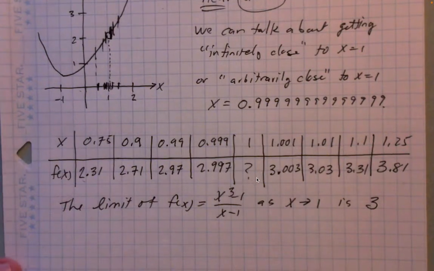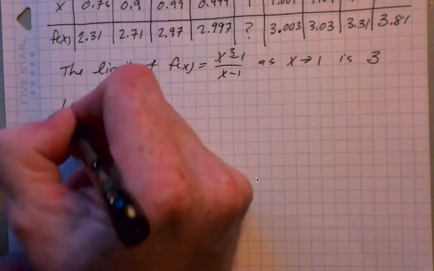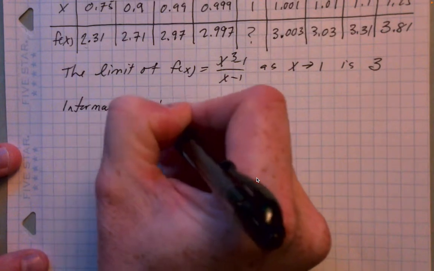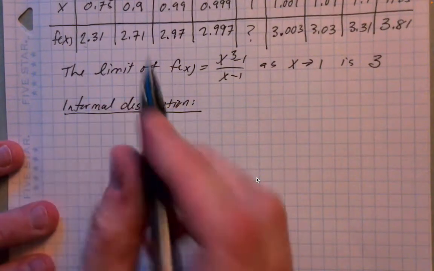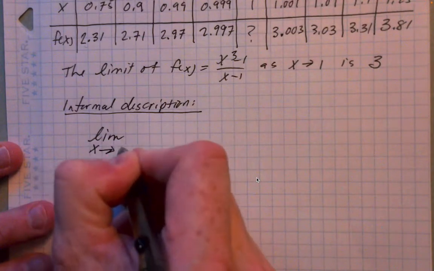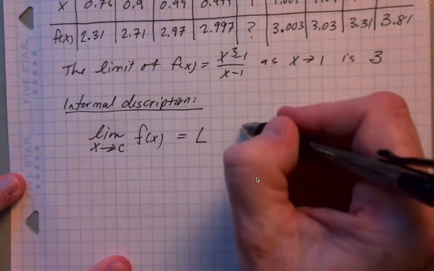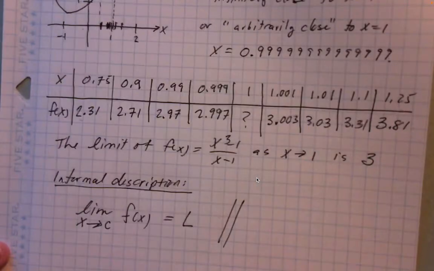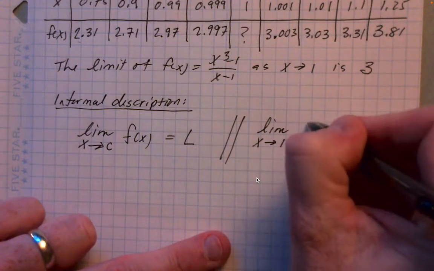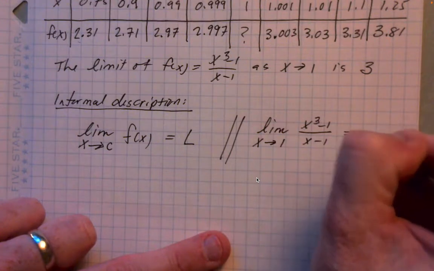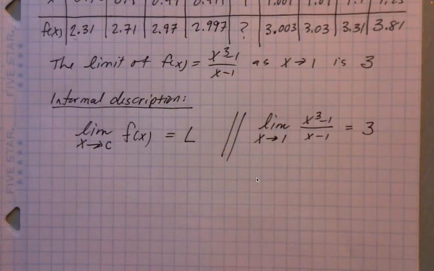And so here's a little more precise definition. This wouldn't be the most precise definition we'll see today, but this would be an informal description. Here's the notation. Let me start with the notation. The limit as x approaches c of a function f of x is equal to L. Okay, that's the notation. Now, if I were to take our specific example from up above and plug it into this notation, what we would have is the limit as x approaches 1 of x cubed minus 1 over x minus 1 is 3. And so that would be the notation of limits.